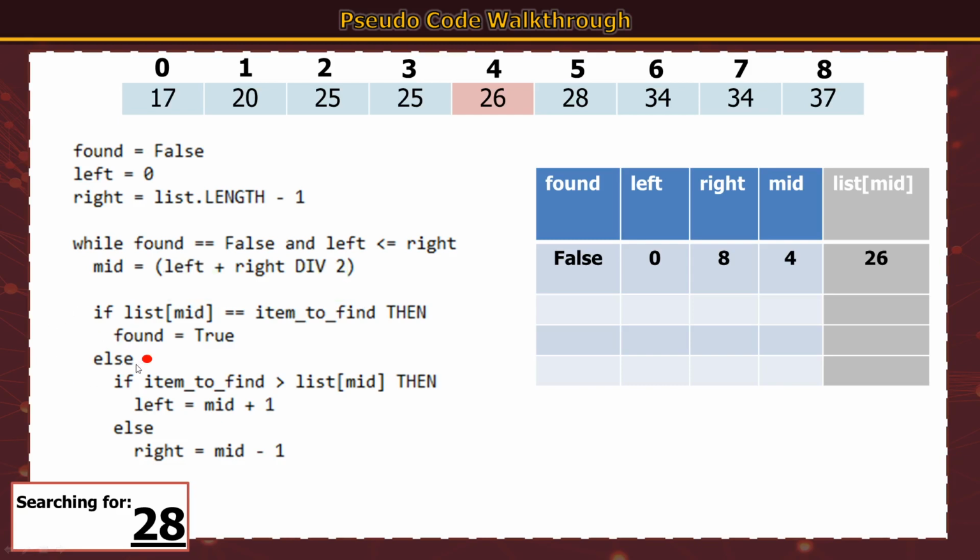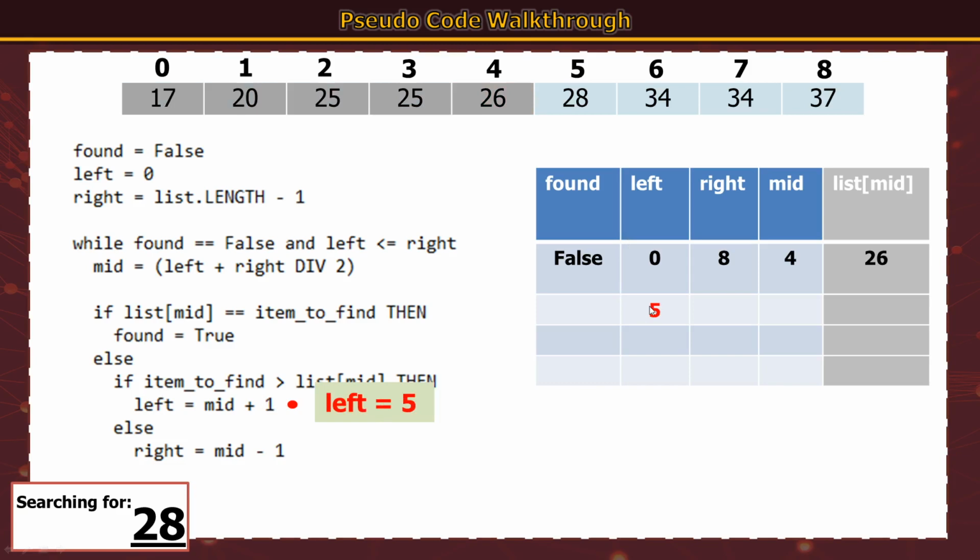We go inside of the else, so we come to here. Item to find, which is 28, is greater than list mid. List mid is 4, so applying that again, it's 26. So now it looks like this: 28 is greater than 26. Well, that's true, because 28 is greater than 26. So we come inside to here and we're going to find the value of left. We take mid, which is 4, and add 1 to it. So 4 plus 1 gives us 5. So the value of left becomes 5.